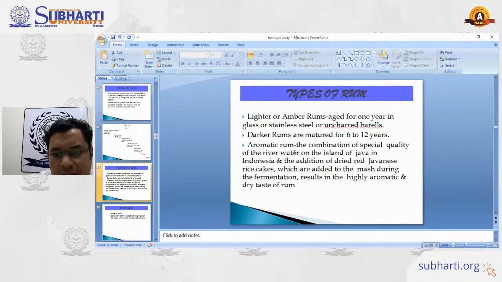And then aromatic. This is a combination of special quality of river water on the island of Java in Indonesia, or the addition of dried red Javanese rice cakes, which are added to the mash during the fermentation, resulting in a highly aromatic and dry taste of rum.